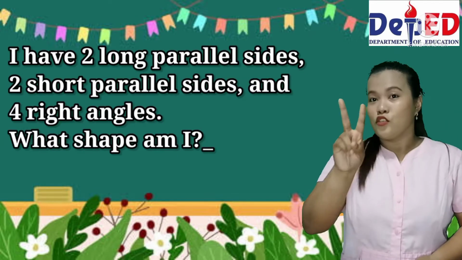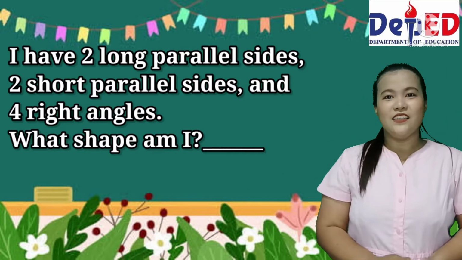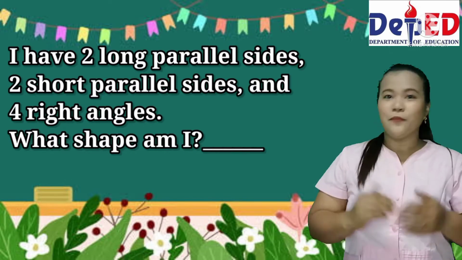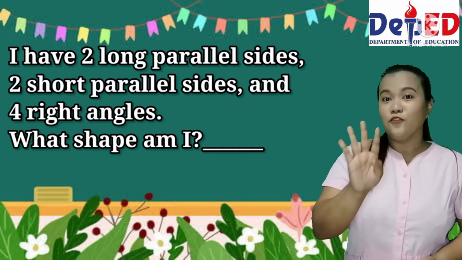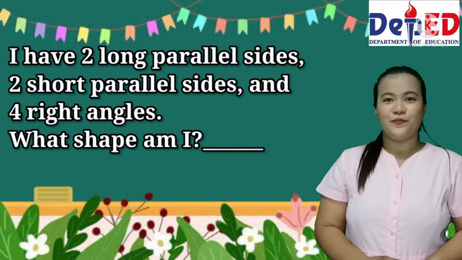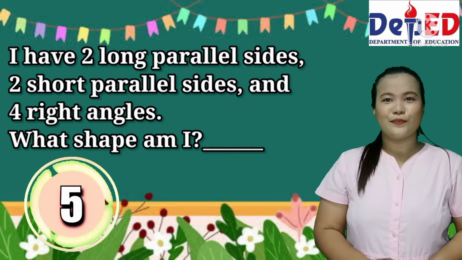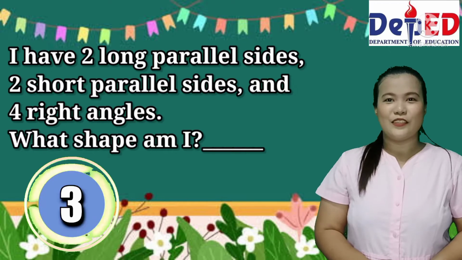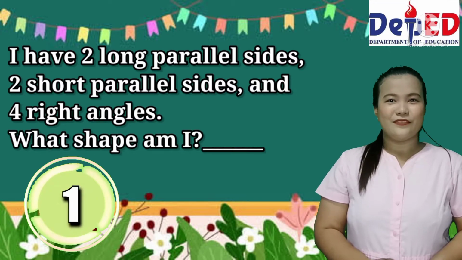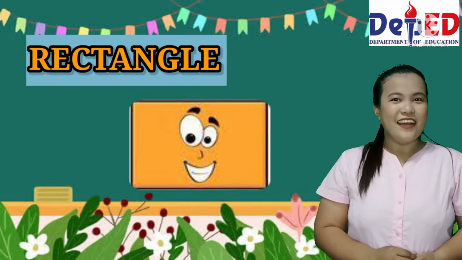I have 2 long parallel sides, 2 short parallel sides, and 4 right angles. What shape am I? And the answer is? Excellent! Rectangle!